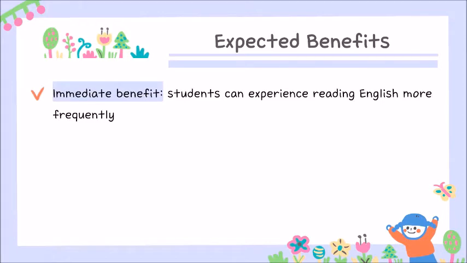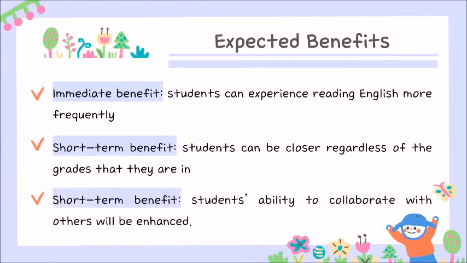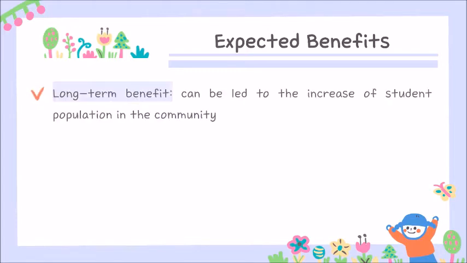The immediate benefit of this program is that the students can experience reading English more frequently. The short-term benefits are that the students can be closer regardless of the grades that they are in. Also, students' ability to collaborate with others will be enhanced. The following are long-term benefits of this program. The mentor-mentee system can be a representative program of the school, and this can lead to an increase of student population in the community.